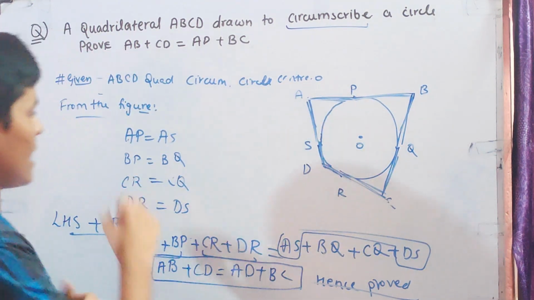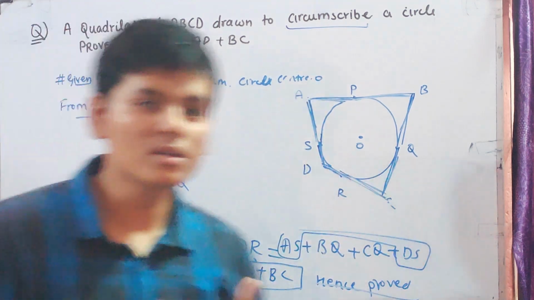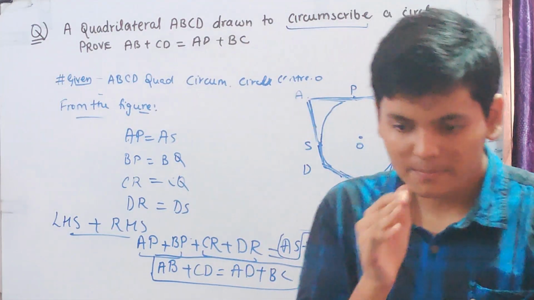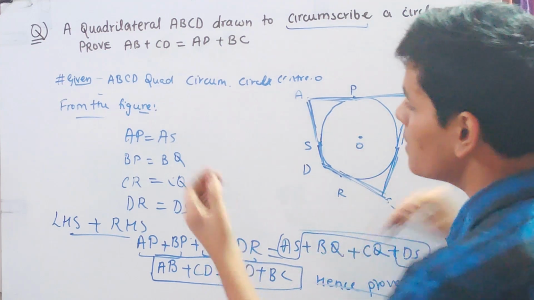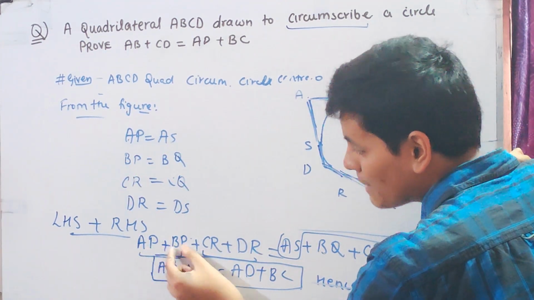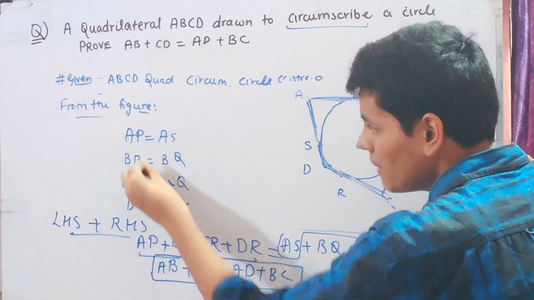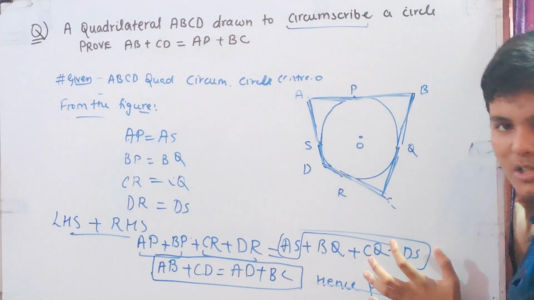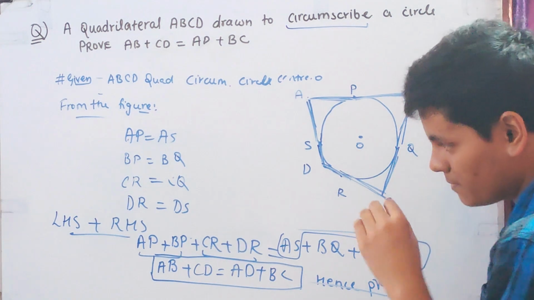AP is equal to AS. We have to keep in mind that the sides which have the same letter, for example, P over here and P over here, we write together. Why did we do that? Because we added AP and BP directly. If you keep BP at this side, it might become difficult to do. It might even not be possible.